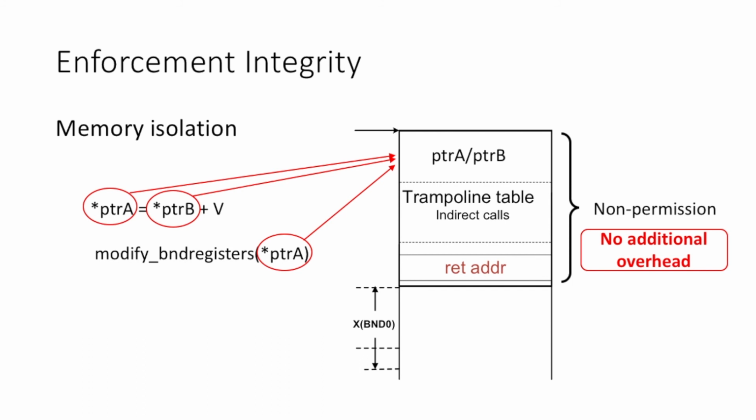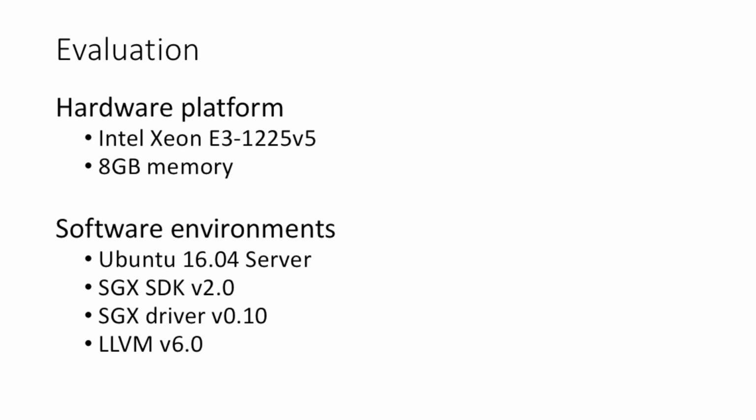In the memory isolation part, we recursively collect the set of sensitive data using type-based static analysis. Sensitive data may have a data flow to the bound register value. We put the sensitive data, trampoline table, and return address into a safe region. We reuse the non-permission region offered by CRBC as the safe region for free. This region can only be accessed by our replaced instructions.